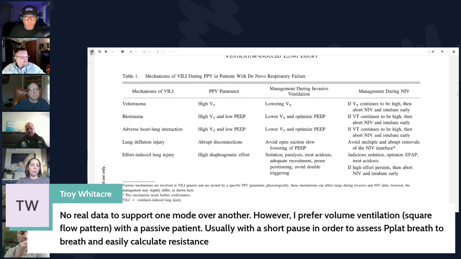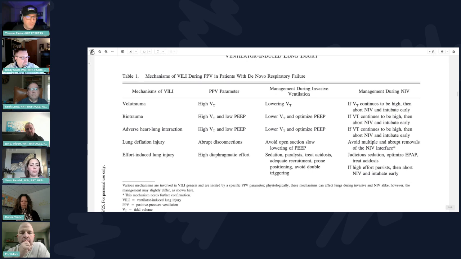So it's not so much the mode, it's about when you're using it. If you use PRVC or pressure control or volume control in a passive patient, it's the volume you're putting into the lung. You still need to measure driving pressure. Even in pressure control, if you have high resistance, your plateau pressure won't be the square waveform that you see. So it's still worthwhile doing inspiratory pauses with pressure control.